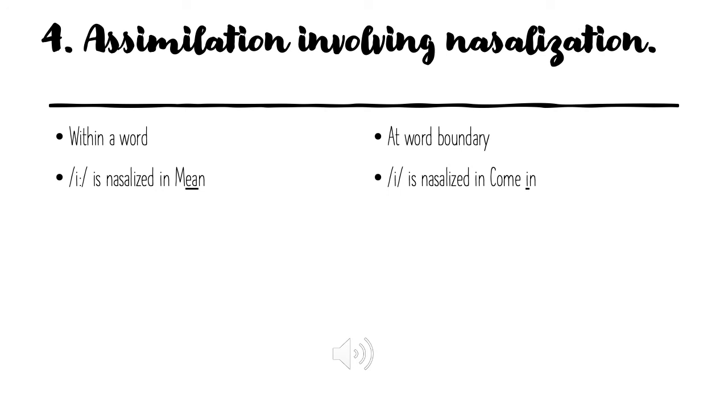So this is an example of an assimilation involving nasalization. It is within a word, and it is an example of a progressive change, m changing the quality of the sound that comes after it. Now it may be at a word boundary, as for example the E sound, which gets nasalized in come in. The E sound there changes because of the m that comes just before it. So m changes E, it is a progressive change, it is at a word boundary, it is an assimilatory change, an allophonic assimilatory change involving nasalization. The E vowel sound becomes nasalized.